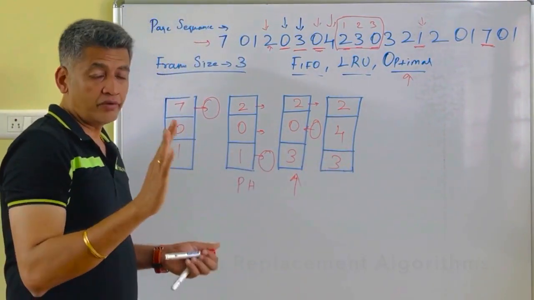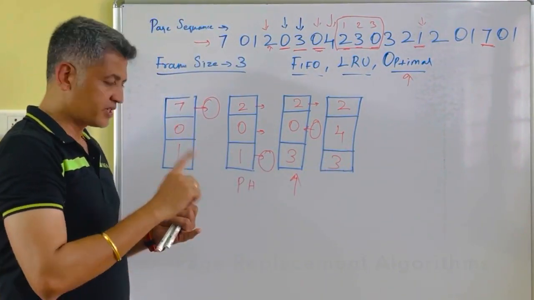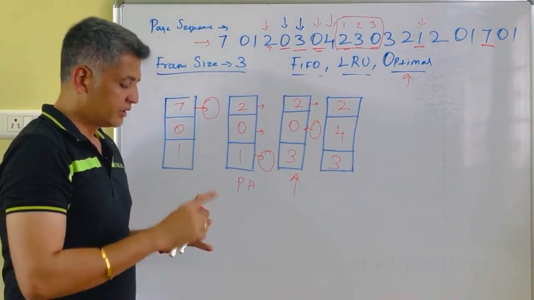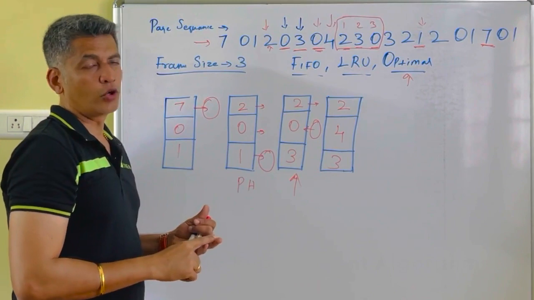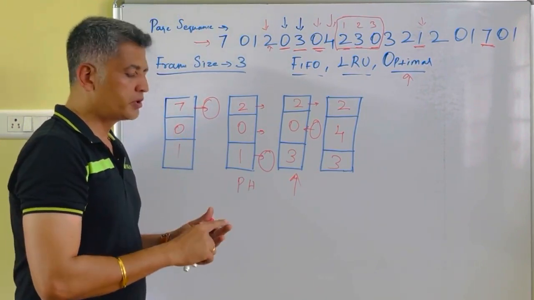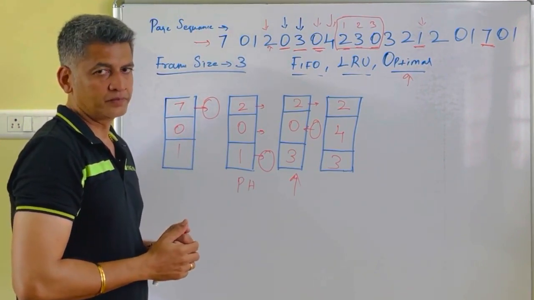Right? So this is how you can understand what the first in first out page replacement algorithm is, then the least recently used page replacement algorithm, and the last one is the optimal page replacement algorithm. Thank you.